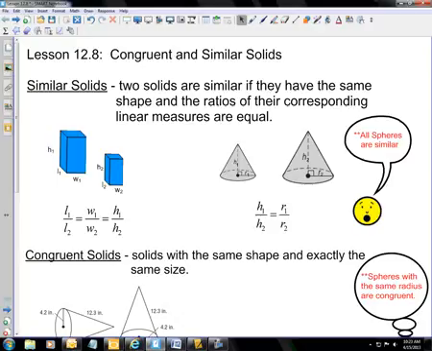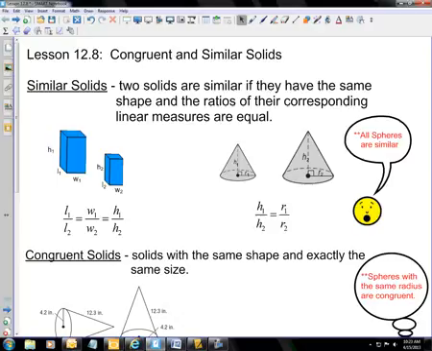Similar solids are a lot like similar figures. Two solids are similar if they have the same shape and the ratios of their corresponding linear measurements are equal. So basically, each one of their linear measurements is proportional. They have the same scale factor.